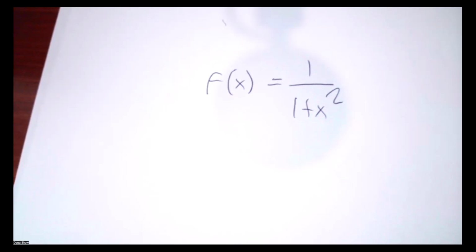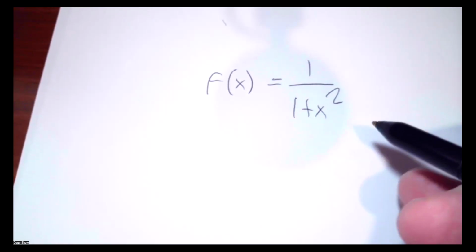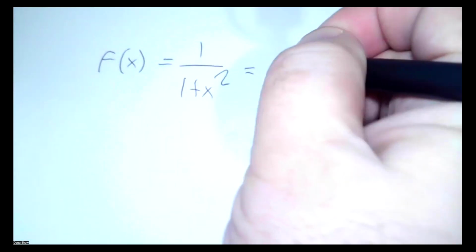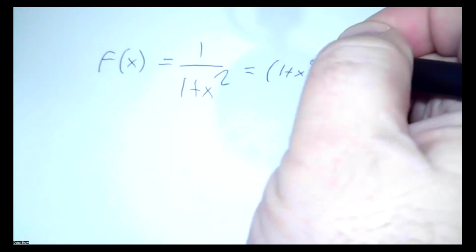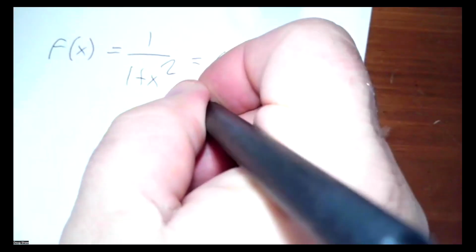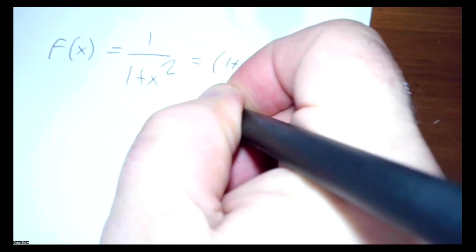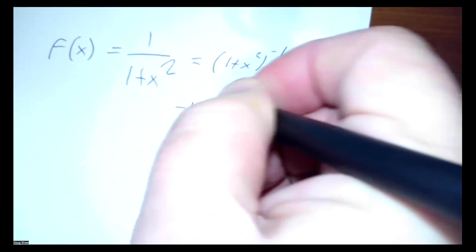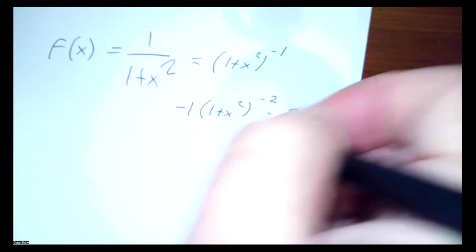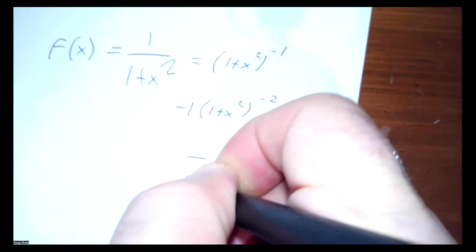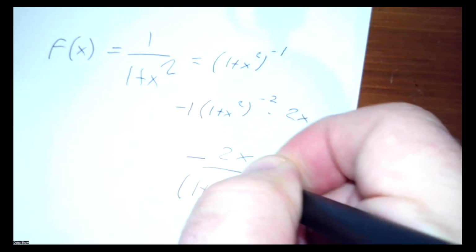To take the derivative of this, we could write it like this. And now use the power rule and the chain rule. So that's -1 times 1 plus x squared to the -2 times the derivative of that, which is 2x. And I get -2x over 1 plus x squared squared.